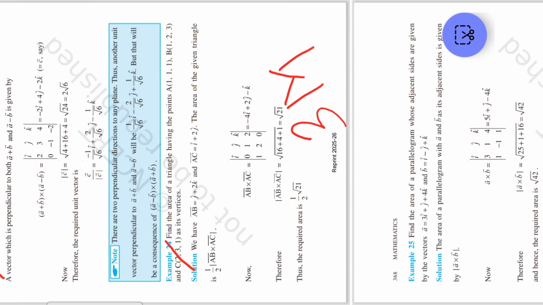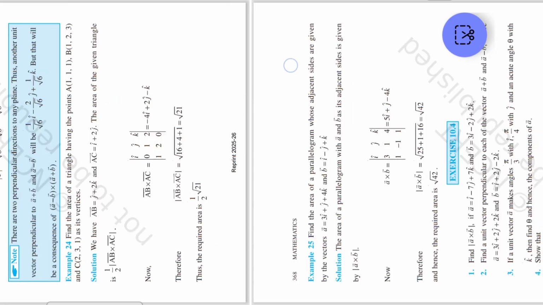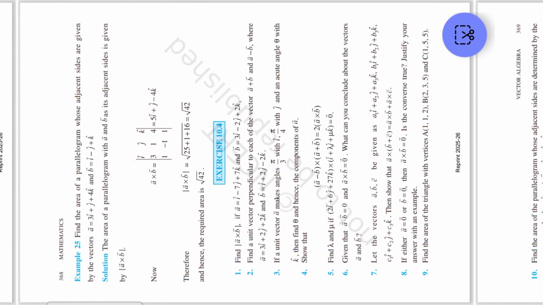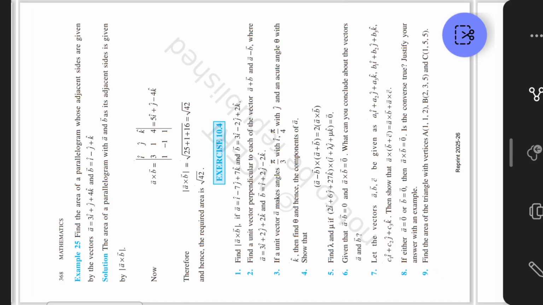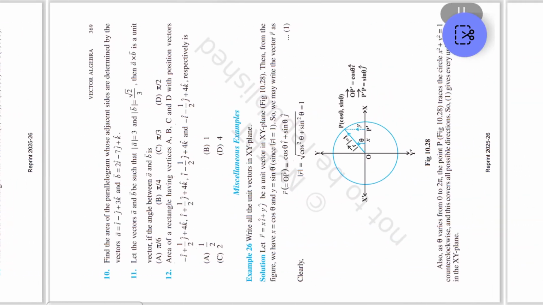Find the area of the triangle having the points. This is a very important question. And in exercise 10, for 3 marks: question 2, find the vector perpendicular, and area of triangle; 4, find the area of triangle; the second question, the 9th question, and the 10th question, find the area of parallelogram. This is an important question.